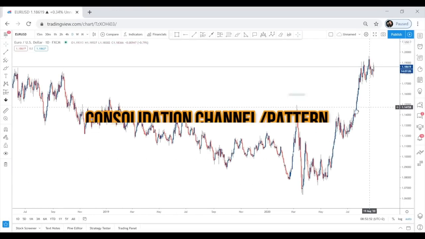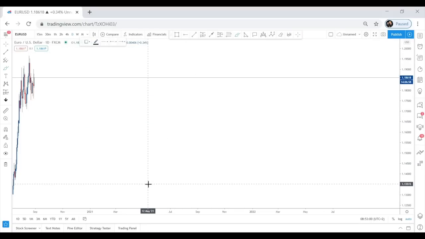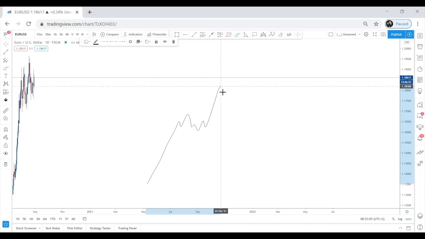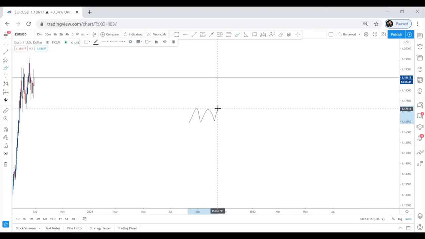Pattern number one, a consolidation channel. It looks in this nature. As we have taught you, there's an impulse move and a correction: impulse, correction, impulse. However, a consolidation channel is a ranging market going sideways on the right-hand side. It's either creating a high buy opportunity or a high sell opportunity. This is when the market is breathing, when the market is taking a break from impulses.